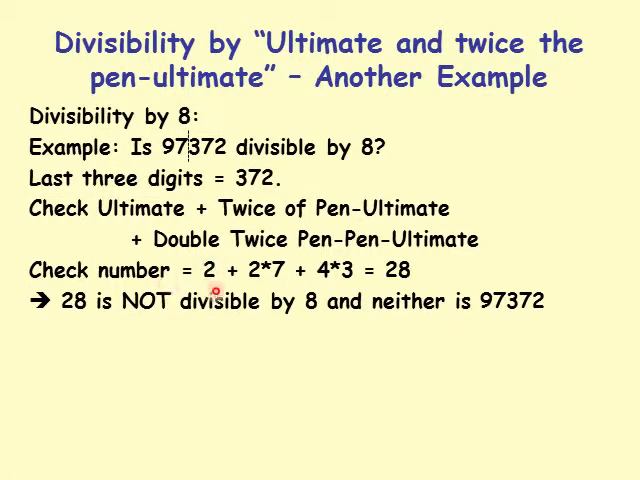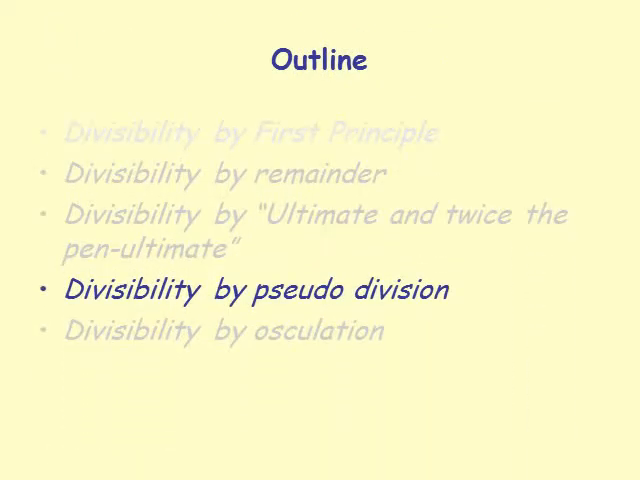So that is equal to 2 plus 14 plus 12, which is 28, and 28 is not divisible by 8, and neither is 97372. All right, let's continue here.